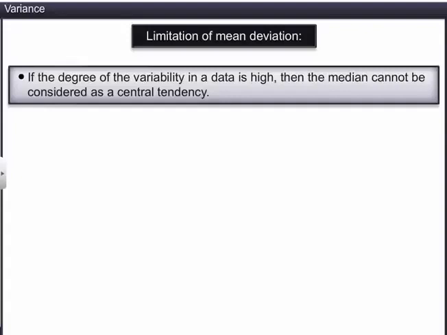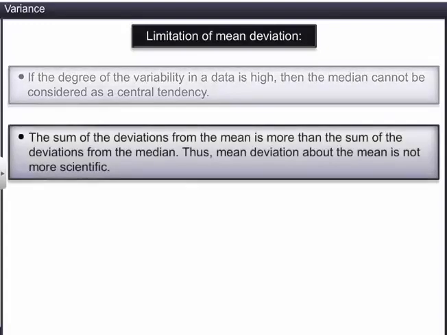Again, during the calculation of the mean deviation of a data about its mean, we ignore the negative signs of the deviations. This results in the sum of the deviations from the mean being more than the sum of the deviations from the median. Thus, mean deviation about the mean is not more scientific.